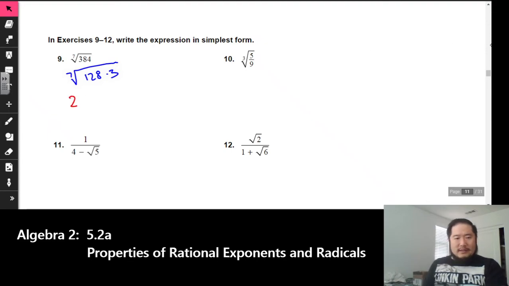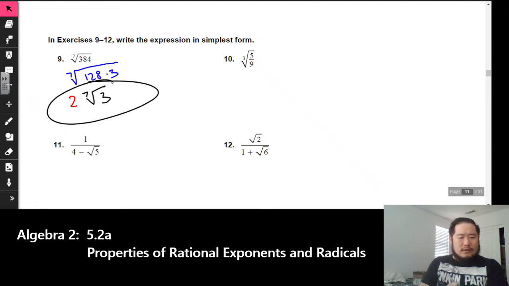What's the rest of our answer? Well, I can't take the 7th root of 3, so there you go. There is your solution. All right.